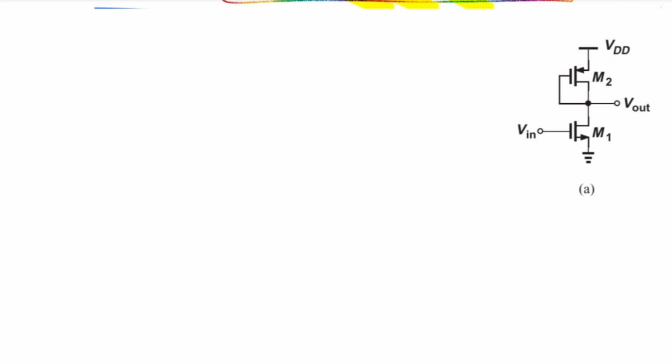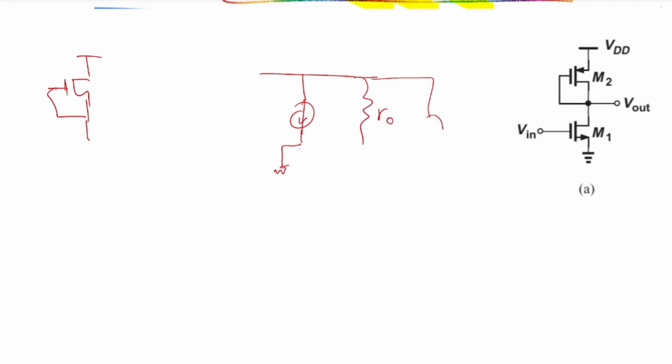Just a reminder of the output impedance of a diode connected device, because we will need it in this problem. We will draw the pi model just to make it very clear. So this is r_o and this is Vx. The drain is connected with the gate. So let's say VGS. Okay. So this is gm VGS.